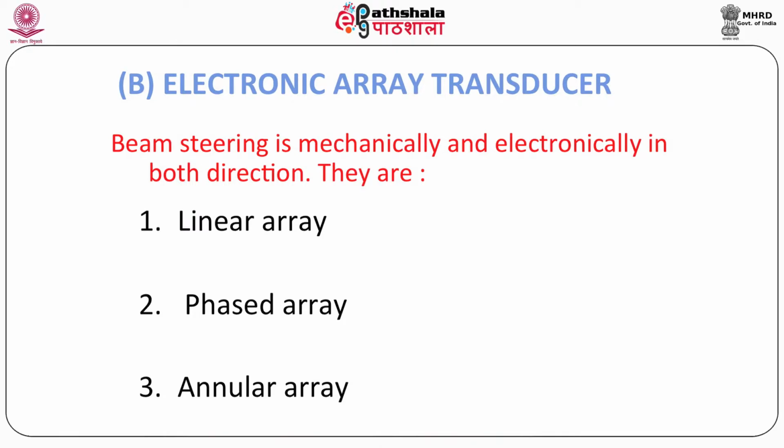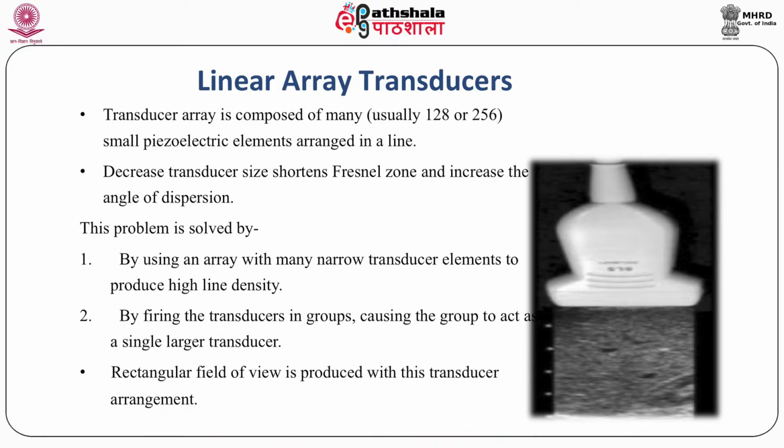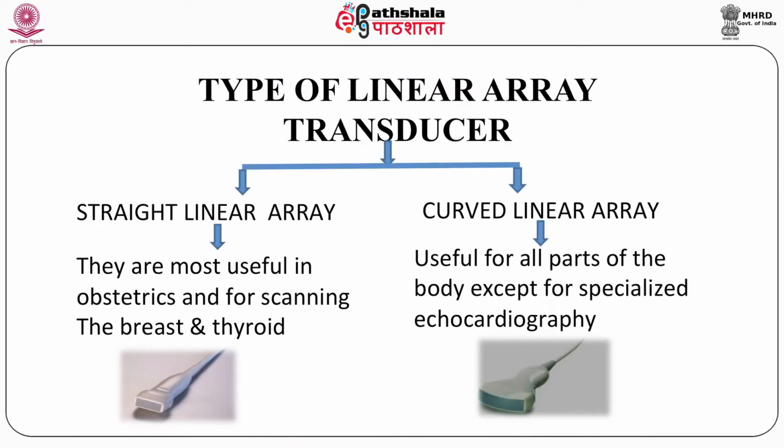Now coming to the electronic transducer, as you can see here, this can have a linear array. This consists of a number of small rectangular shaped transducer elements arranged in a line. The transducer array is composed of about 128 to 256 small piezoelectric elements arranged in a line of about 12 centimeters. Decreased transducer size causes a shorter Fresnel zone and increased angle of dispersion. These problems are solved by using an array with many narrow transducer elements to produce high line density. By firing the transducer elements in groups, causing each group to act as a single transducer, the length of the near field is preserved. At the same time, it can have a large number of scan lines.